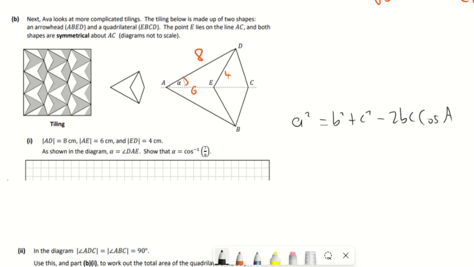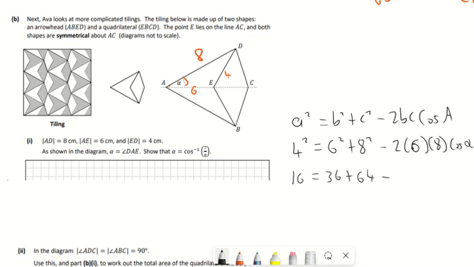The cosine rule is in your log tables. Here, 4 squared, so this side and this angle have to be across from each other. That side and that angle are always across from each other when you're subbing in the numbers. Therefore 4 squared equals 6 squared plus 8 squared minus 2 times 6 times 8 cos alpha. So we get 16 is equal to 36 plus 64 minus 96 cos alpha.